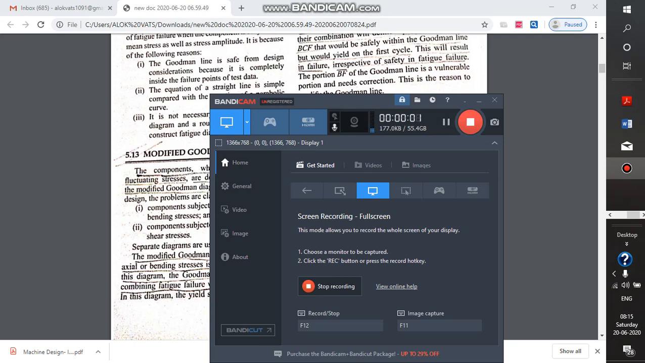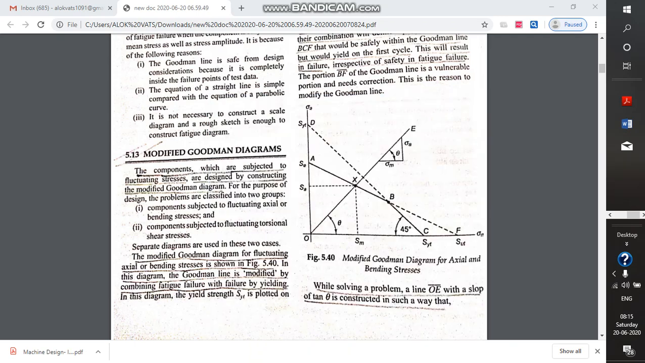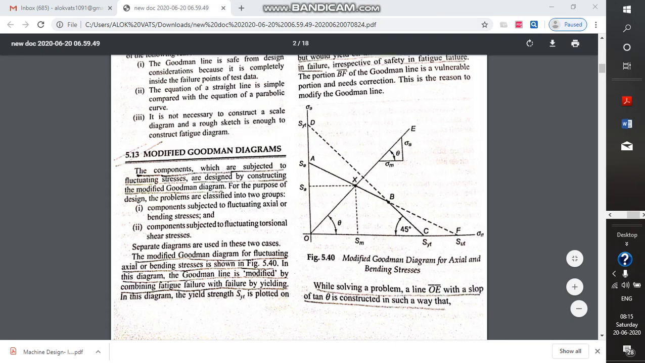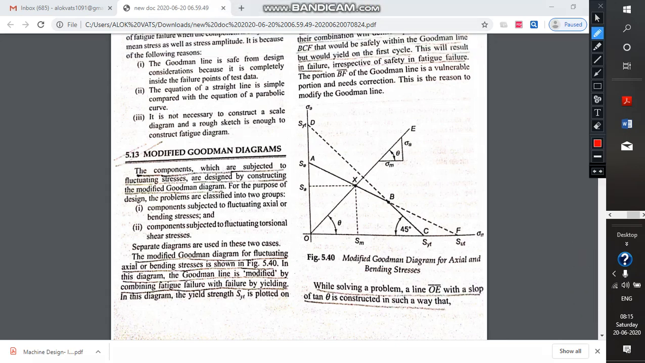Very good morning. In this video we are going to discuss the modified Goodman diagram, because this diagram is very important from the numerical point of view also. Now the first question is, when we have defined the Goodman line, Soderberg line, and Gerber line in the previous video, why is there a requirement of defining once again the modified Goodman diagram, and why do we draw this diagram?